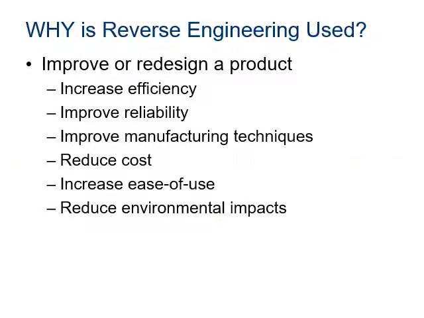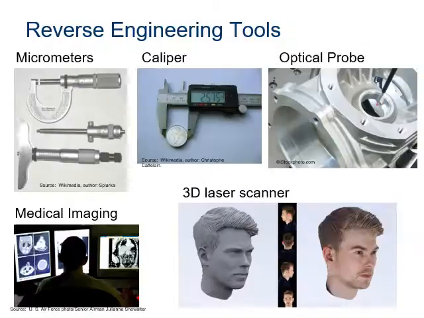Reverse engineering can also be used to increase the efficiency of a product, to make it more reliable, to improve manufacturing, reduce cost, increase ease of use, or also to reduce environmental impact. And U.S. companies are forever reverse engineering their competition. So Toyota or Ford or GM might buy their competitors' cars and reverse engineer them, figure out what the competitor is doing to make their product better or more affordable, and use similar techniques.